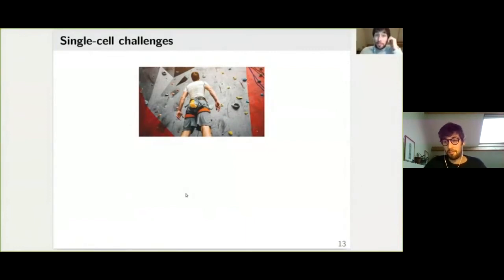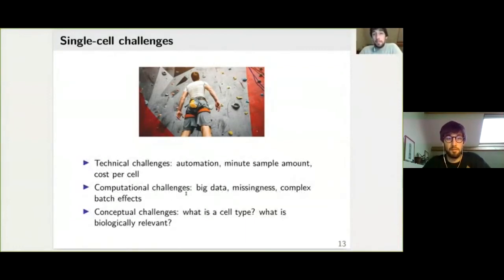The challenges are actually common to any single-cell technology. First, there are technical challenges. The methods should be automated, they should be able to handle minute sample amounts, and the cost per cell should be very low. This is not really my part. I'm more interested in the computational challenges. With single cell data, as we have many samples, you can quickly get big data. It's also characterized by high missingness and by complex batch effects.